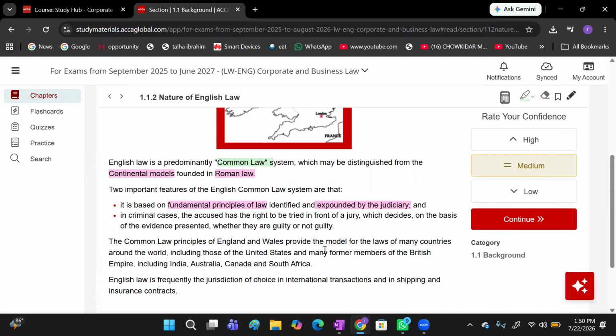So what are the features of English common law? It is based on fundamental principles of law identified and expounded by the judiciary. So English common law has been developed by the judiciary, the judges.